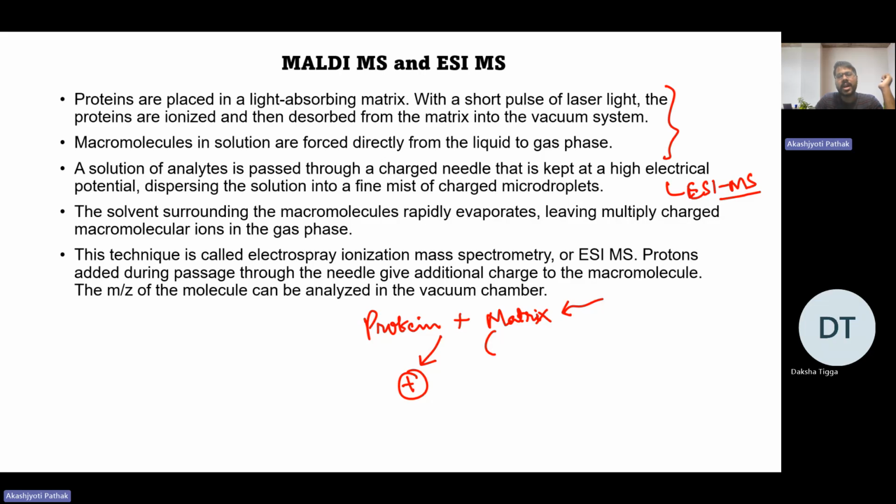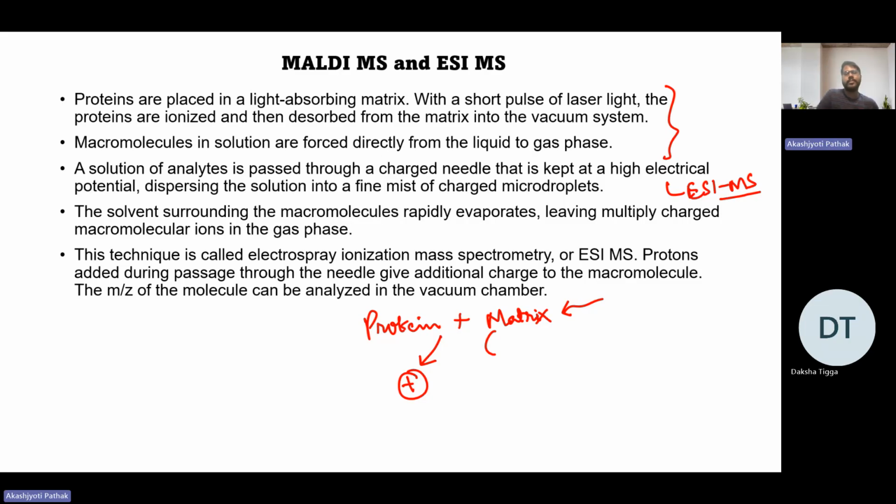Into a fine mist of charged microdroplets. We will look at this, okay? Now the solvent which is surrounding the macromolecule will evaporate and it will leave multiple charged macromolecule ions in the gas phase. This technique is called electrospray ionization mass spectrometry, or ESI-MS, and protons added during passage through the needle give additional charge to the macromolecule.